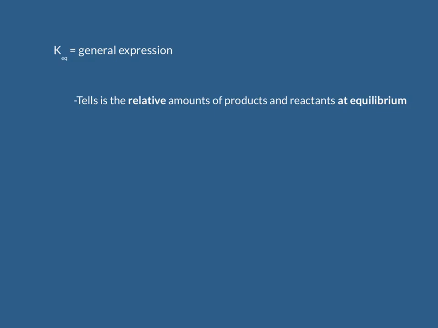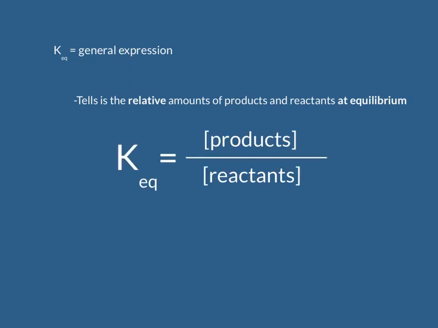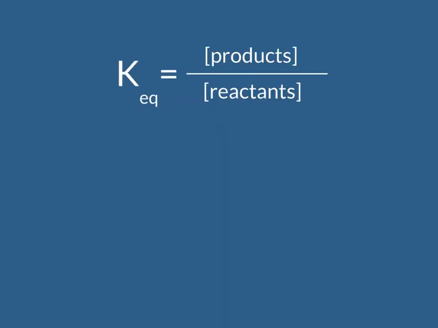And since KEQ is essentially a ratio of products to reactants, we write the equilibrium constant as such. KEQ equals the concentration of products over the concentration of reactants at equilibrium. So some things to know about KEQ.